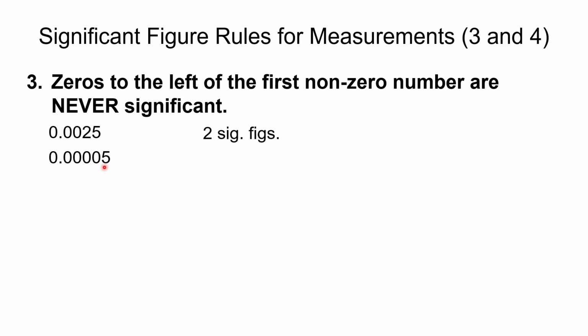All right, so now let's look at this number. Our first non-zero number is 5, and so we'll see all of these zeros are not significant. So there's only 1 sig fig in that measurement. All right, so only 1 sig fig.